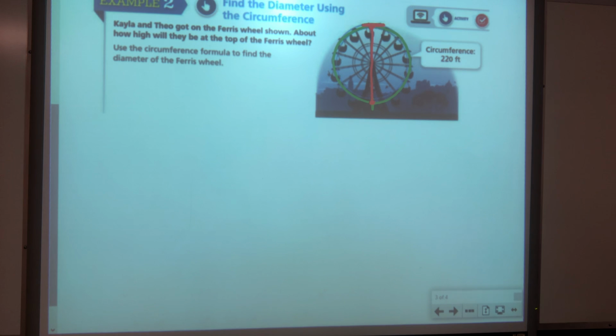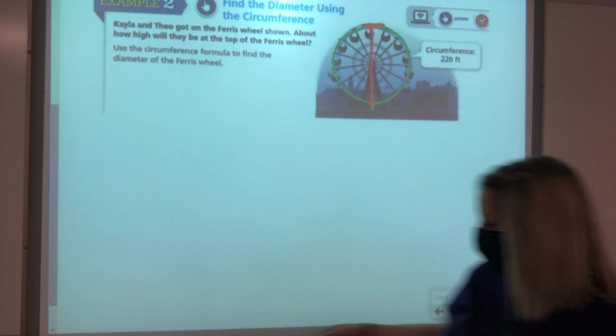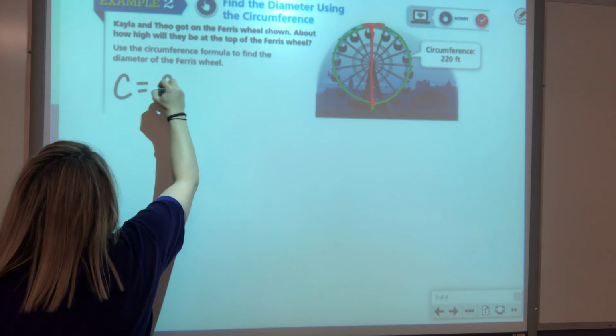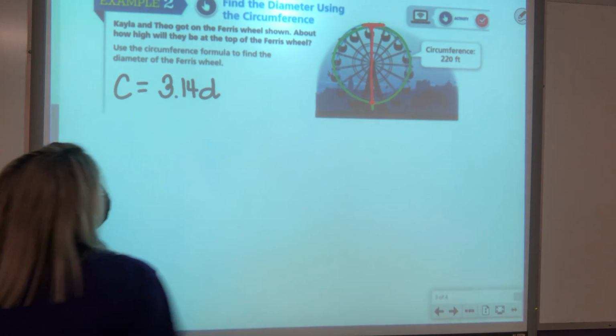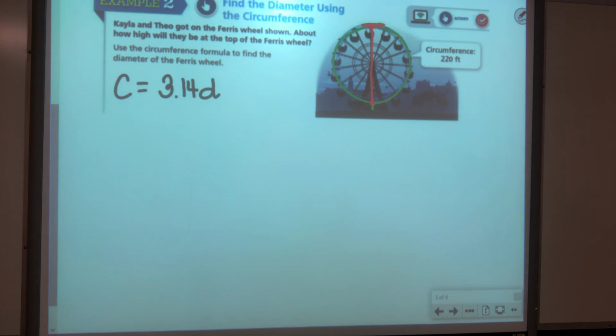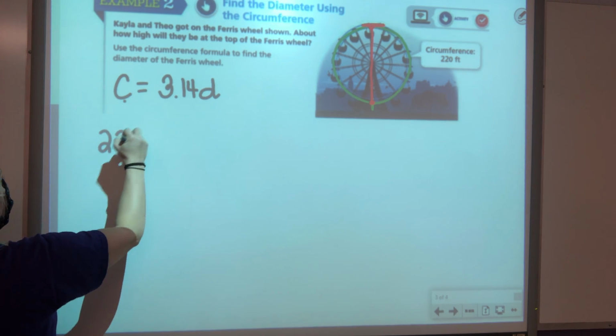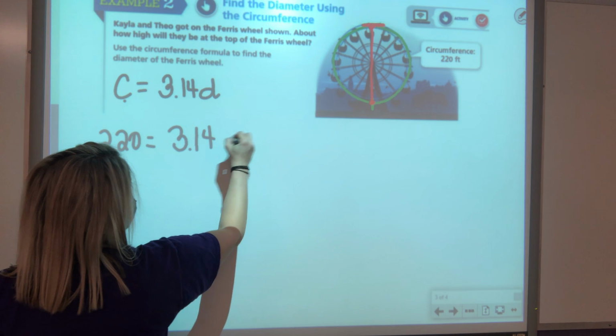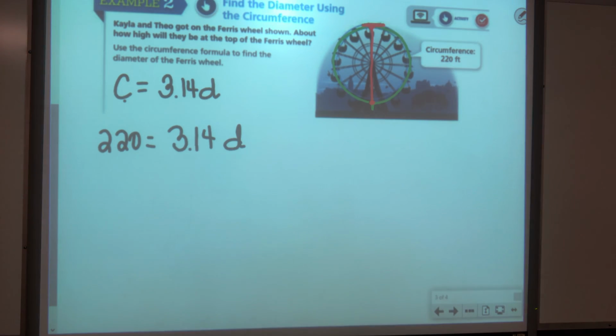What is that part of our circle? The distance across, which is the diameter. So the formula we use is circumference is equal to pi times the diameter. What information do we have? We have the circumference. So we have 220 is equal to 3.14 times the diameter.